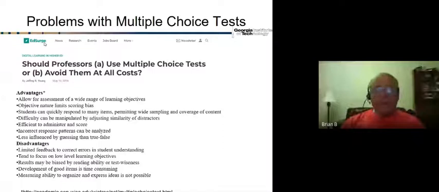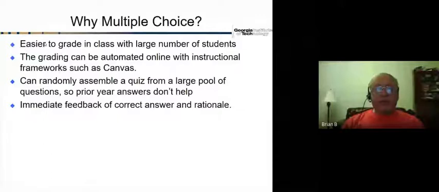Okay, again, it's easier to grade in class with a large number of students. The grading can be automated. You can randomly assemble a quiz. Immediate feedback of the correct answer is available. A student sees the correct answer and whether they got it right.